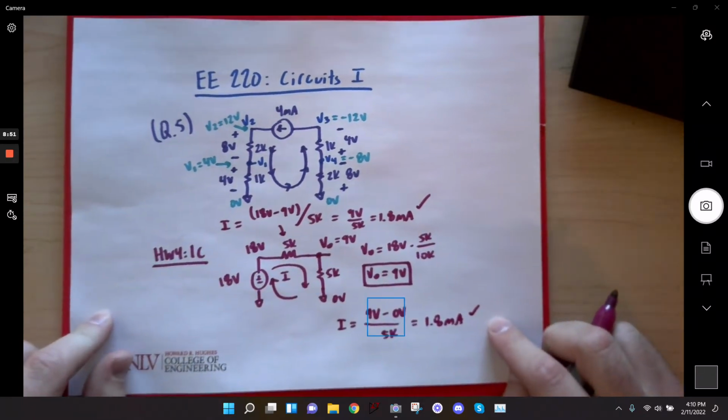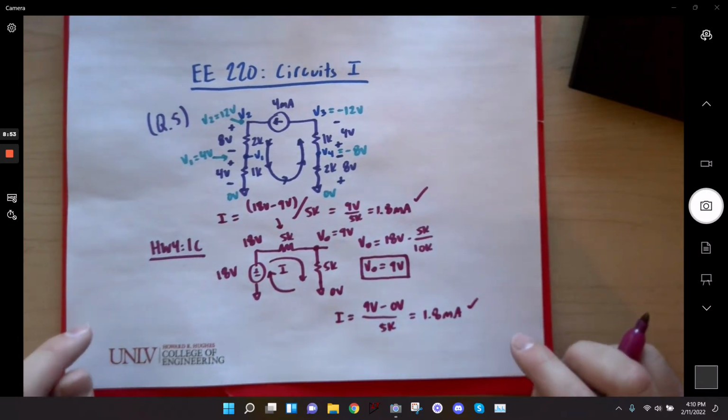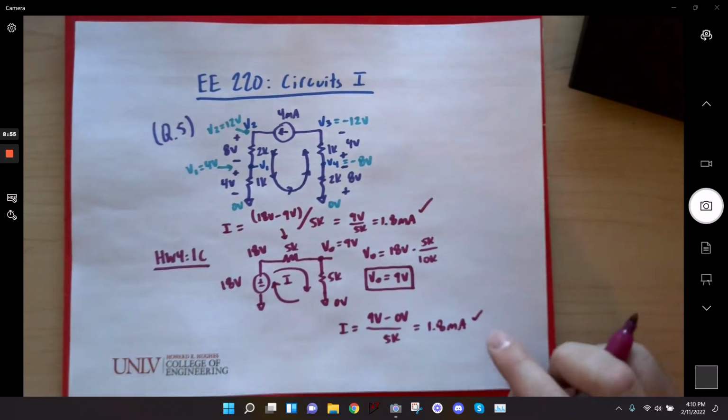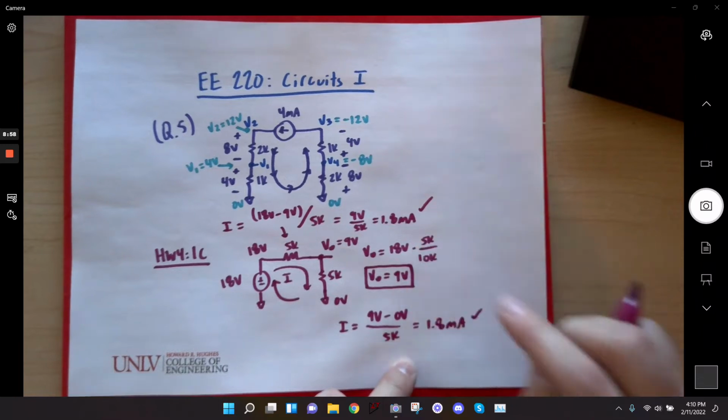I don't know why my screen's doing that. It's not a face. Alright, so we found the 1.8 milliamps here, we found the 1.8 milliamps there.